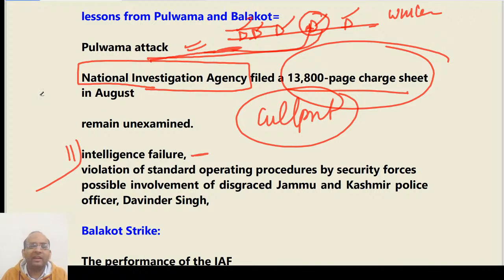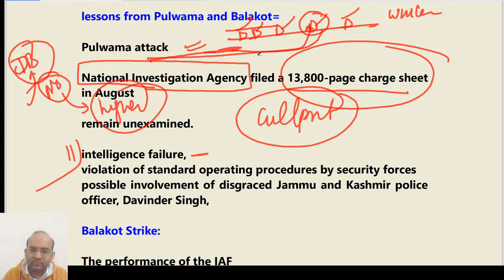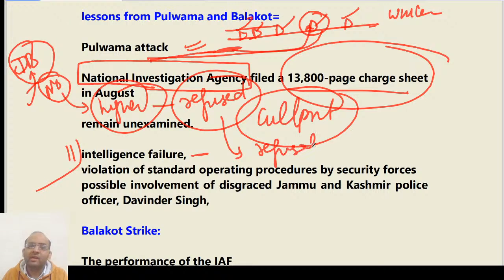See, I have a friend in the Intelligence Bureau. I asked him, do you think Pulwama was an intelligence failure? He said no. He said we informed the higher authorities that such a kind of attack is being planned and it may happen. But higher authorities refused to act on it because inaction at that time had greater importance than action.